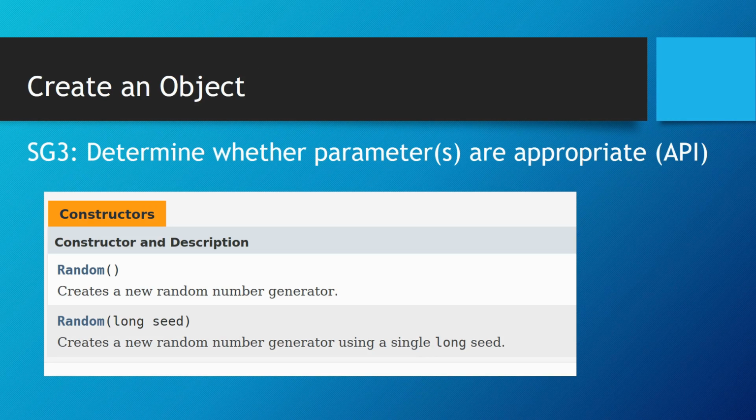Subgoal 3 tells us to determine whether parameters are appropriate by looking at the API. Looking at the Javadoc for constructing a Random object, there are two possible Random constructors. The first one has nothing between the open and closed parentheses. The second one has one parameter, long seed, inside the parameter list. We will choose the first one.